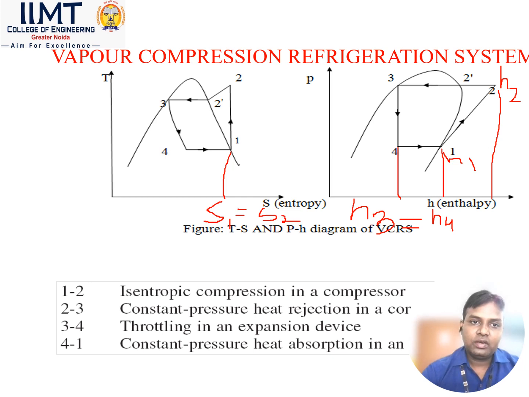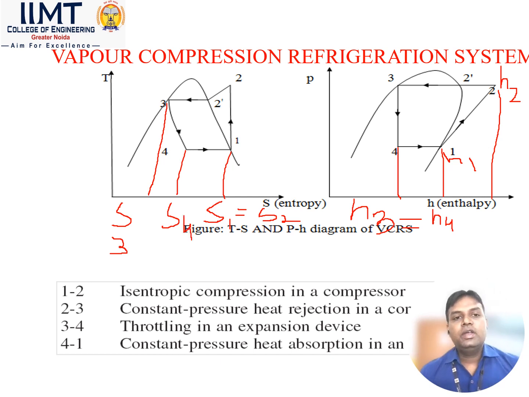Okay, then here you have S3, S3 here you have, and here you have S4. It is the vertical line actually. So this is how you can represent the enthalpy and entropy over the entropy and enthalpy diagram.